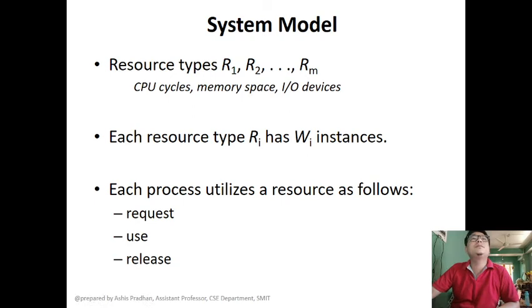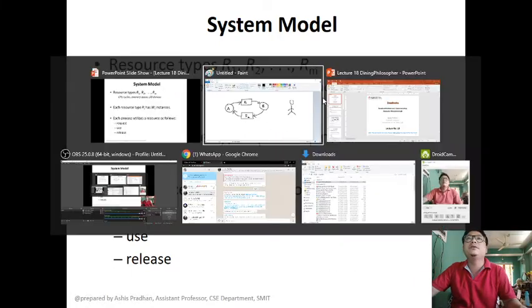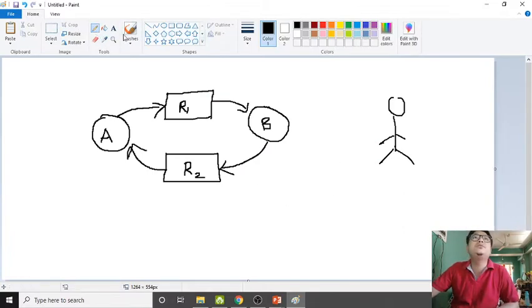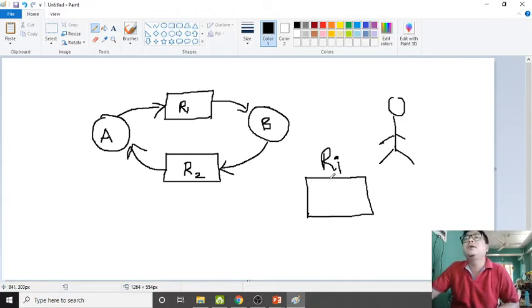Now, as I've given you an example, in a computer there may be two printers. I represent the category of these resources as Ri, where i may be 1, 2, 3, 4, anything. So this resource is of type printer.